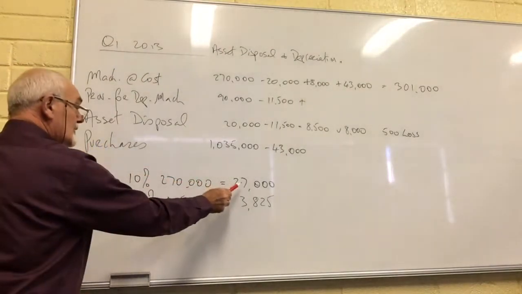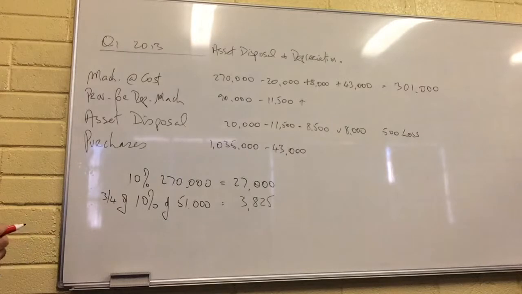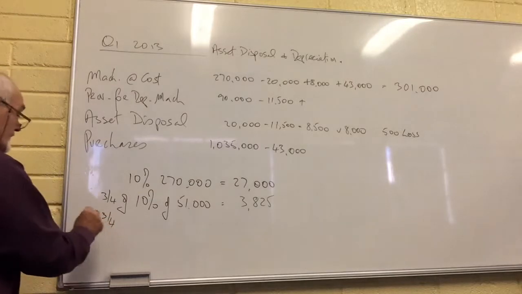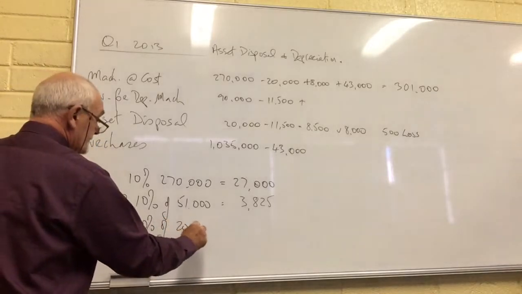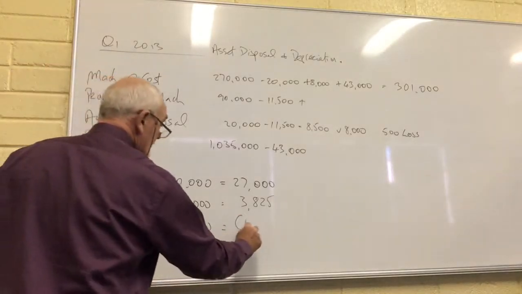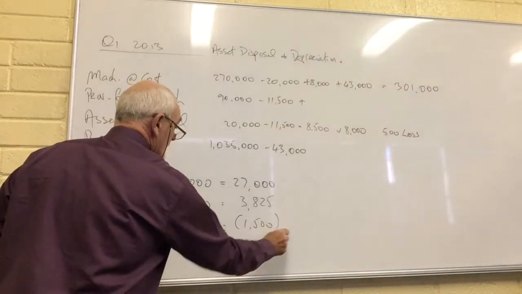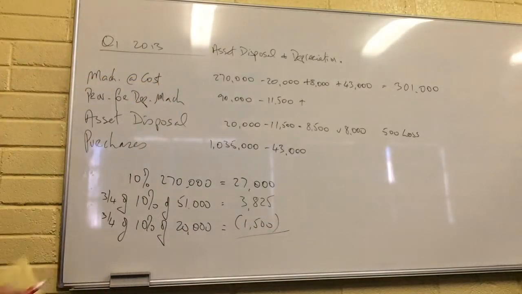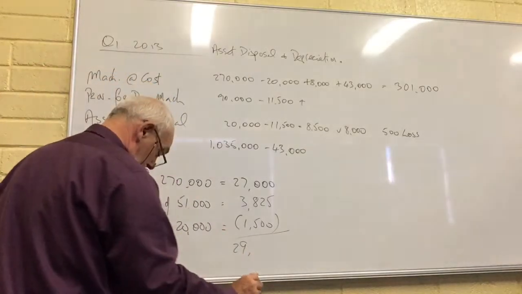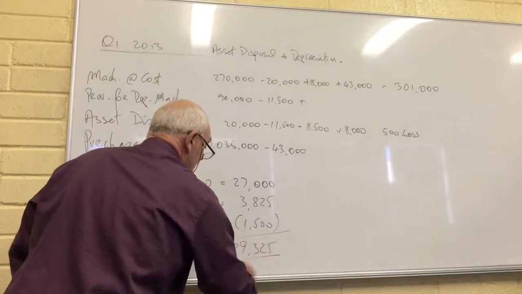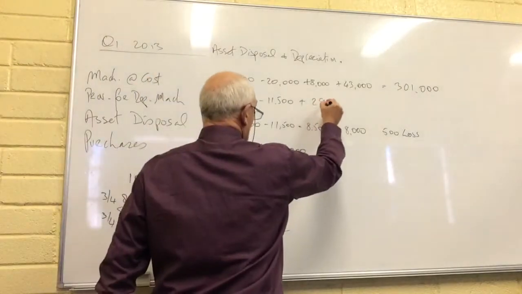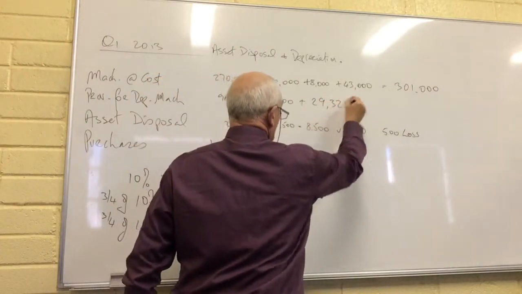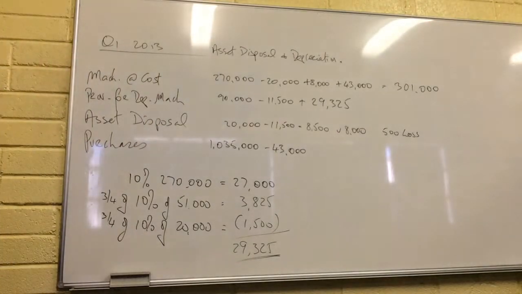And the 27,000 includes a full year's depreciation on the one we got rid of. So it shouldn't. So we must take out the excess depreciation on this. So take out 3/4 of 10% of 20,000, which is 1,500. So our charge for depreciation for the year would be 29,325. I find that a convenient way to calculate it. So we must put in €29,325 for the depreciation for the year.